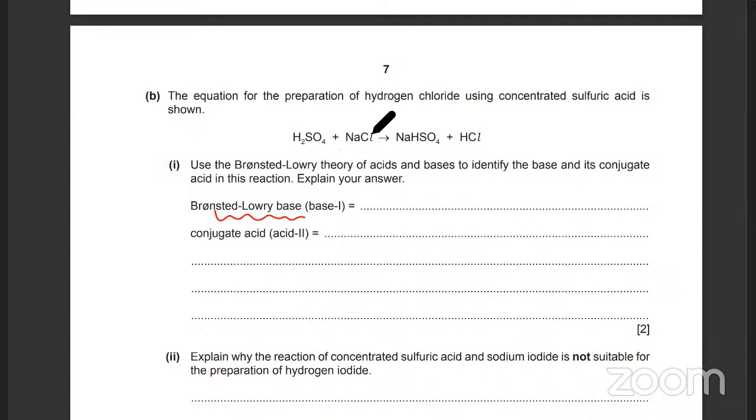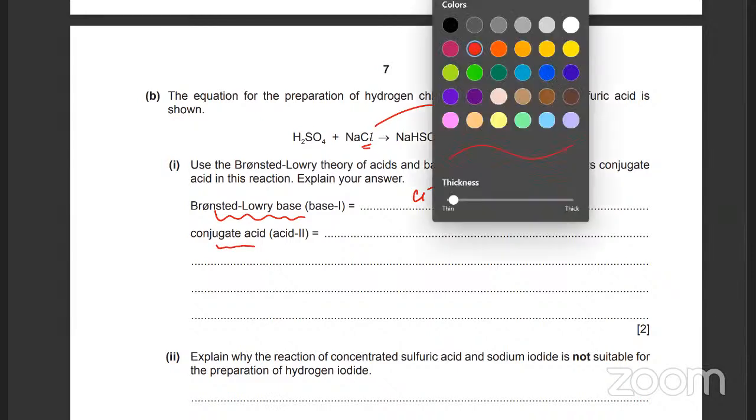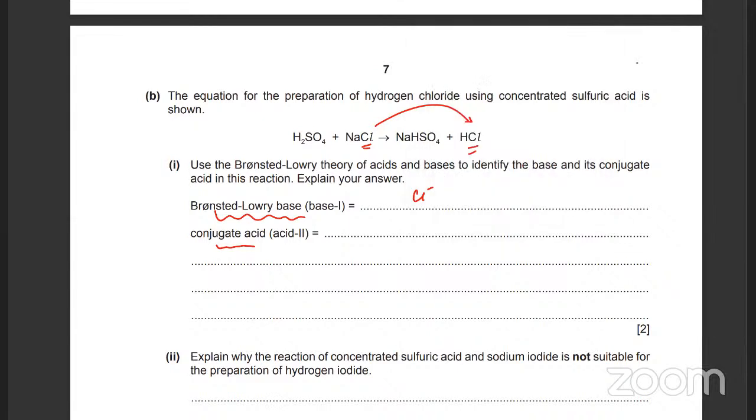That's going to be NaCl, or specifically it's Cl-, because Cl- is the one that accepted H+. So that's your base. And who's your conjugate acid? HCl. I think it's the same one, because the conjugate acid is that in the reverse direction. Who's losing H+? So it is HCl.